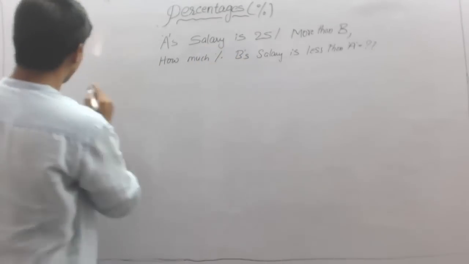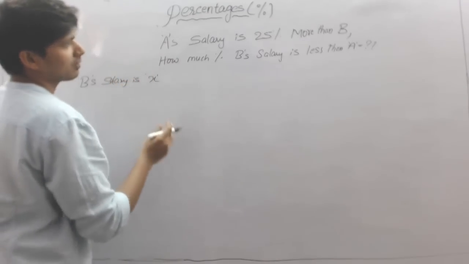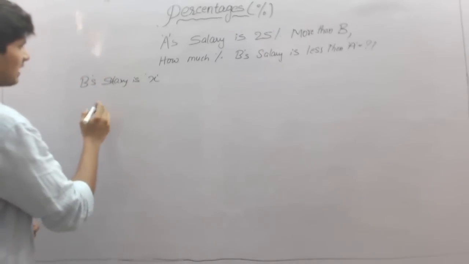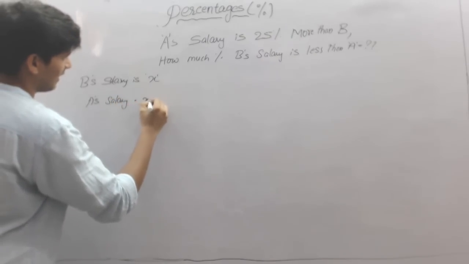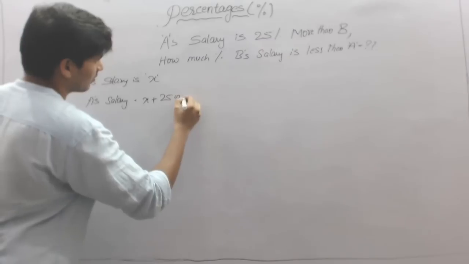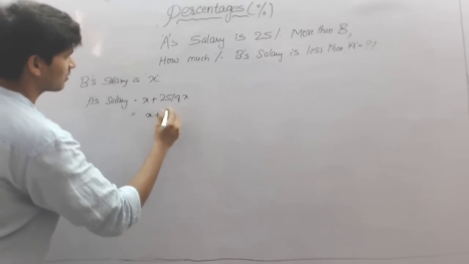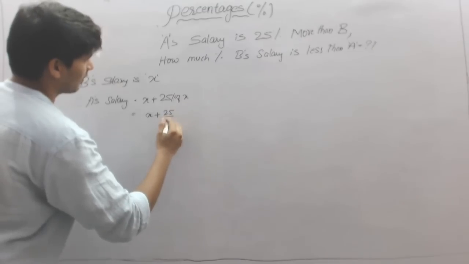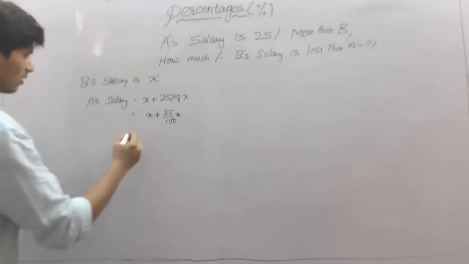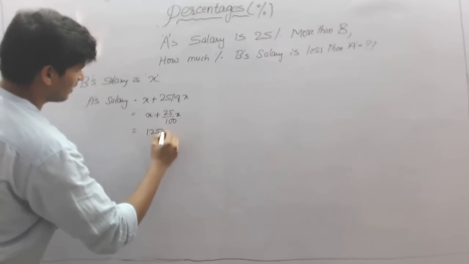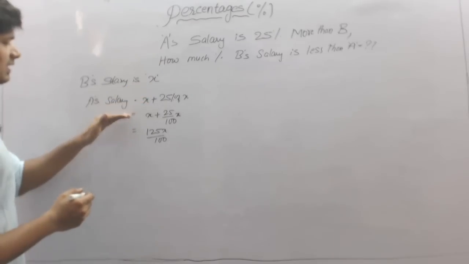Let the salary of B be X. B's salary is X. Now A's salary is 25% more than B's salary. Now what is A's salary? A's salary becomes X plus 25% of X, isn't it? A's salary is 25% more than B. Now X plus, what is 25% of X? 25 by 100 times X. Now 125X by 100. So if B's salary is X, A's salary is 125X by 100.